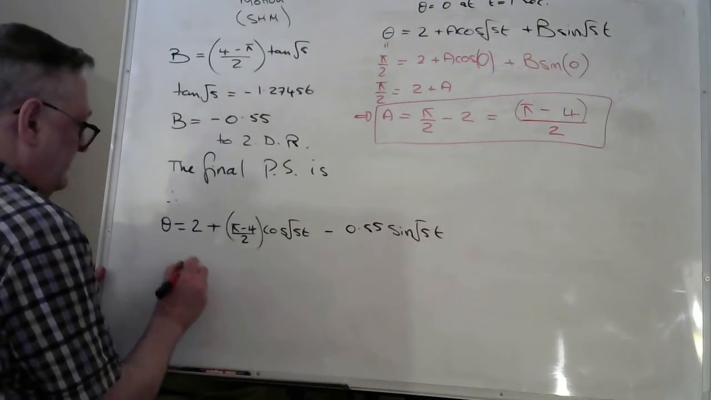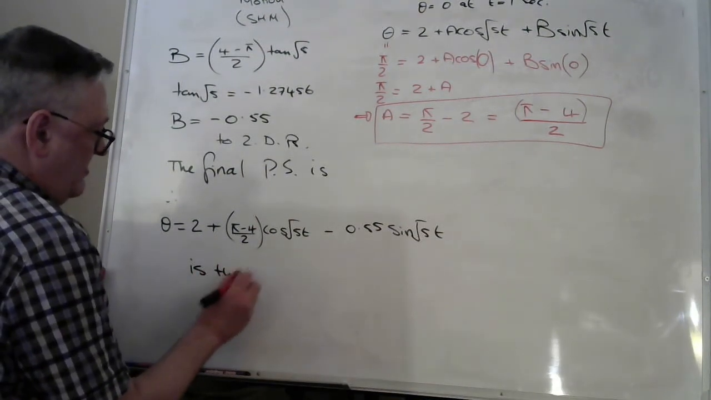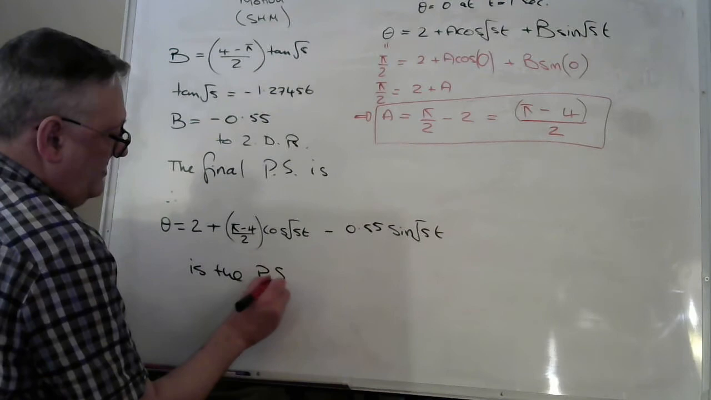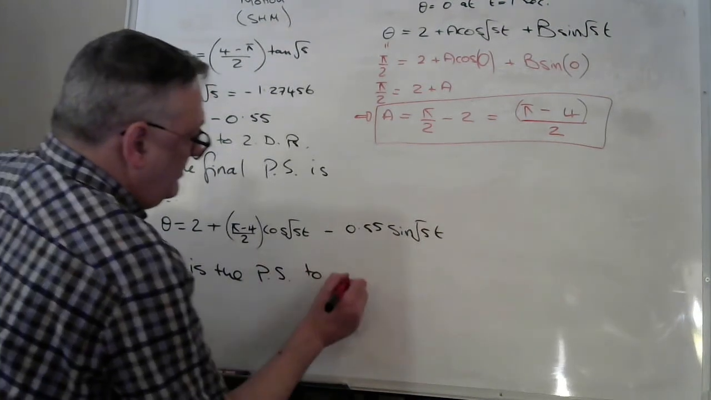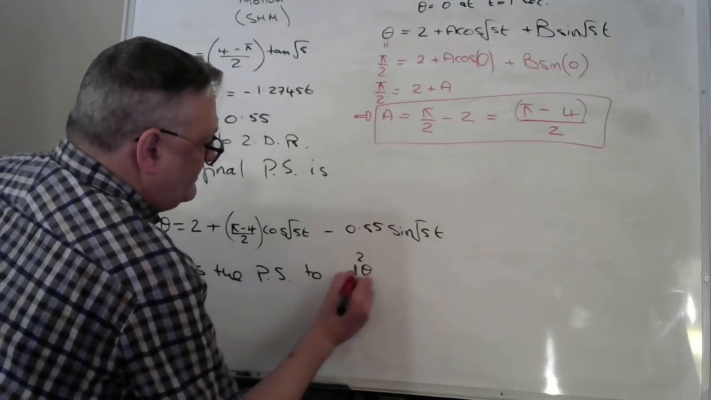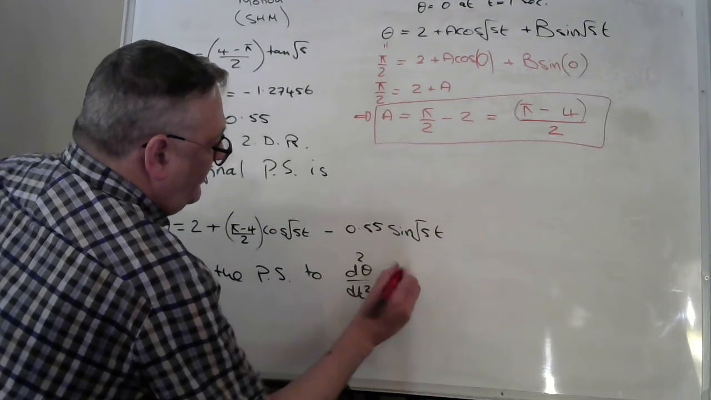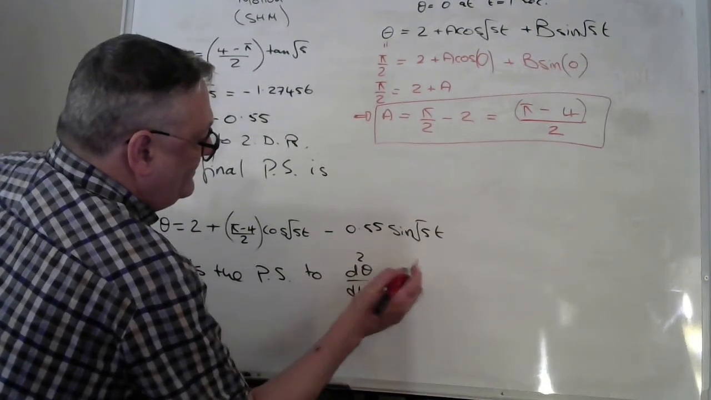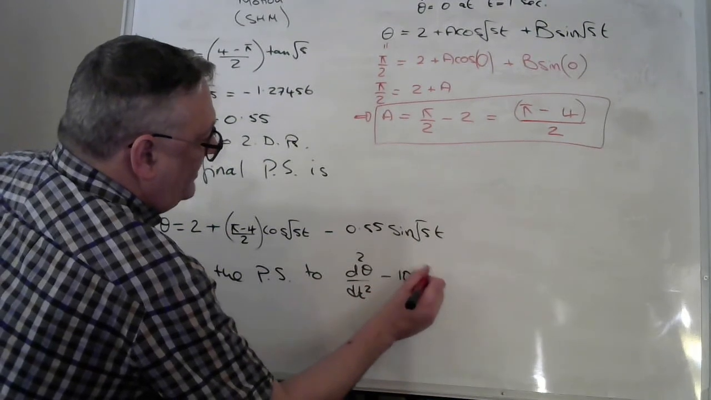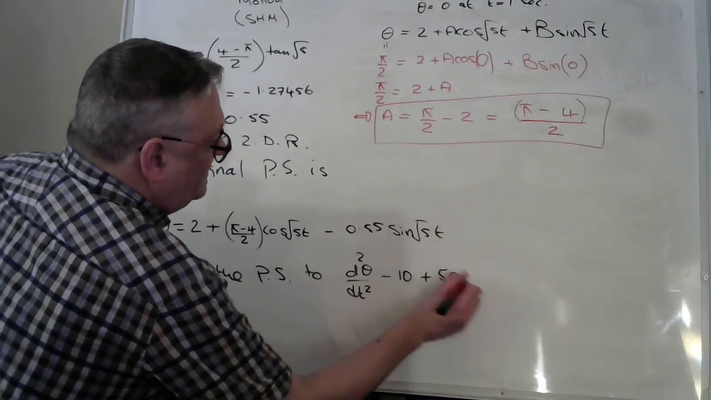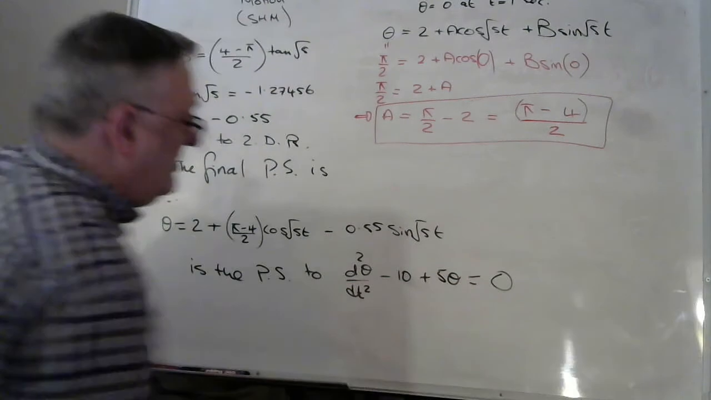So that is the particular solution to d squared theta by dt squared minus, I think I said minus 10, didn't I? Plus 5 theta equals 0.